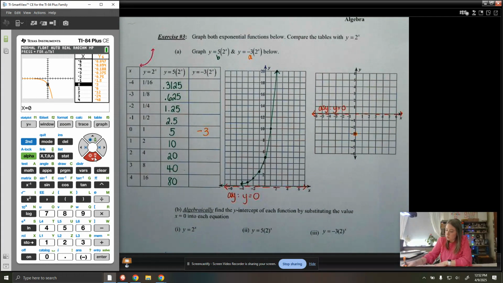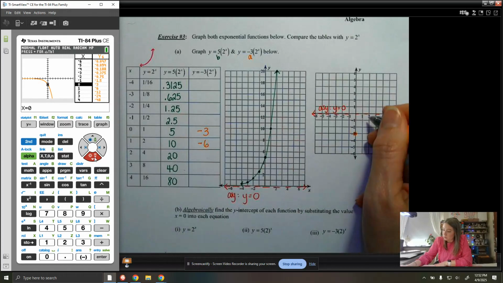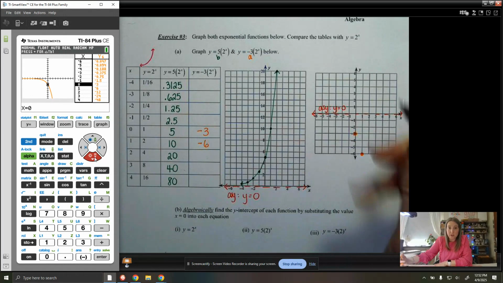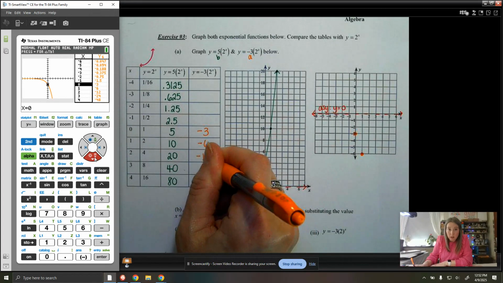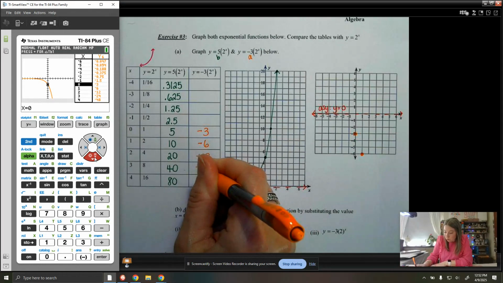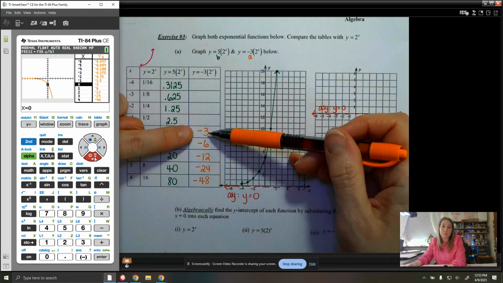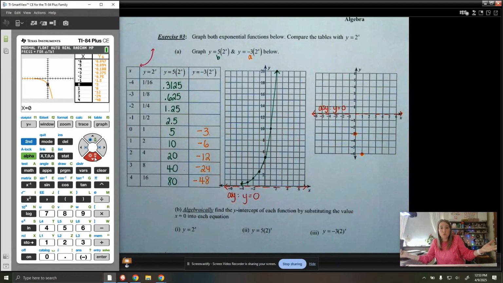Okay? Now we also have (1, -6), which of course is the last point that I'm going to be able to fit as far as integers go on this particular graph. But if you look at the rest, negative 12, negative 24, negative 48. What are we doing? Just from a starting point of negative 3, we are doubling. We're multiplying by 2, hence the base.